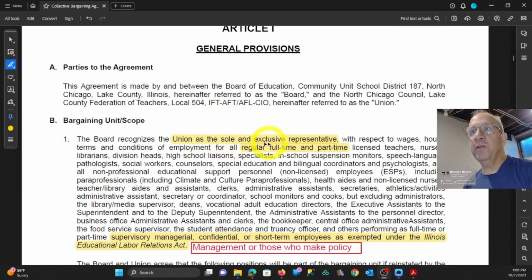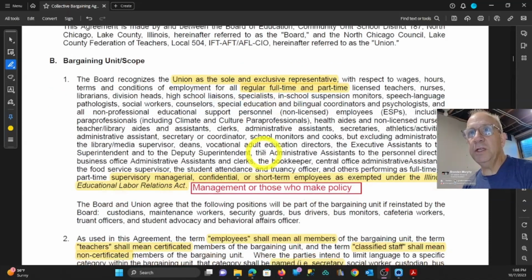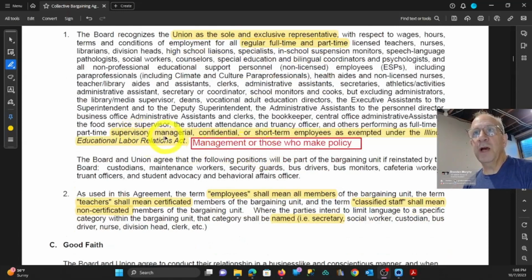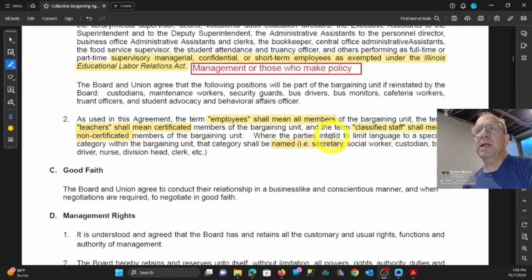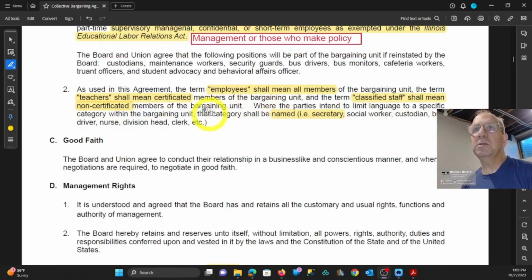The union is the sole and exclusive representative of the employees, except for supervisors, managers, confidential people, and anyone exempted under the Illinois Educational Labor Relations Act, which defines those as management or people who make policy. So it's something like an instructional coach. I think they should be part of the union, but other people disagree. I don't see how they're management or making policy, but who knows.